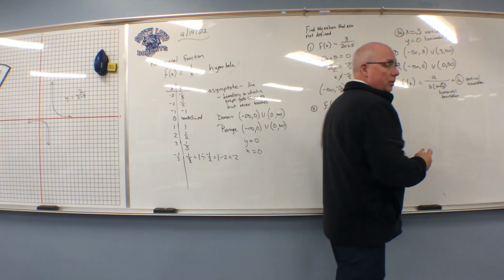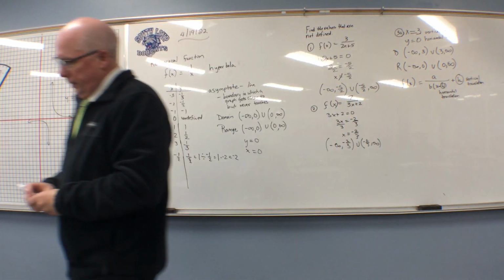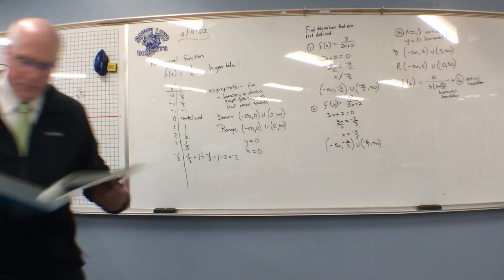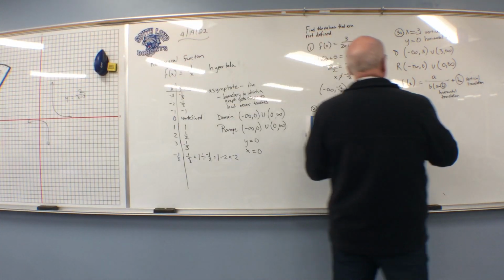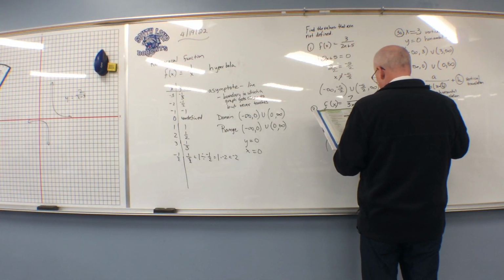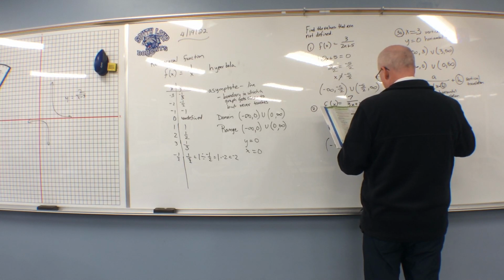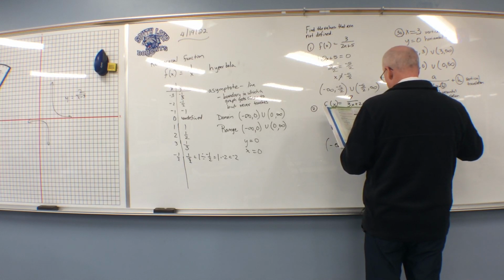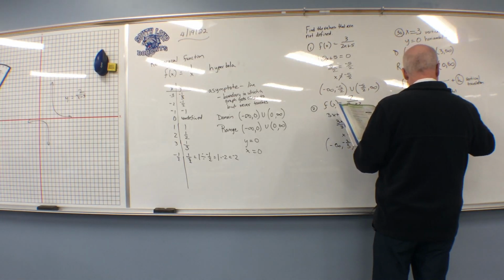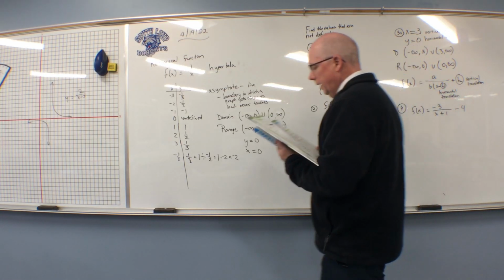Yeah. So if we do this, I'm going to give you an example. Let's say that we do this. Number 4. If we do f of x equals negative 3 over x plus 1 minus 4. Okay, let's talk about that.